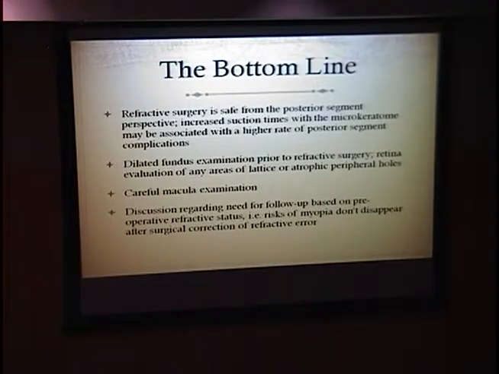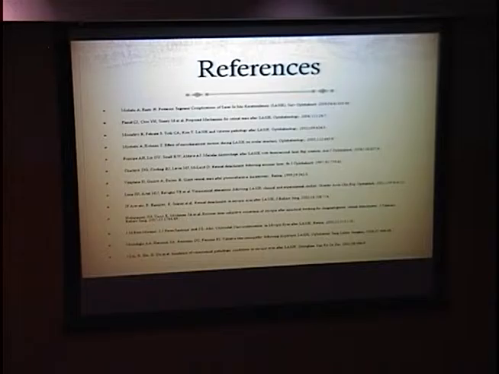And of course, there has to be a discussion with the patient regarding the need for follow-up based on the preoperative refractive status. In other words, the risks of being a myope don't disappear after surgical correction of refractive error. That's all I have.